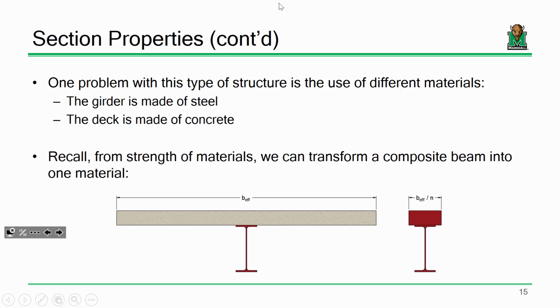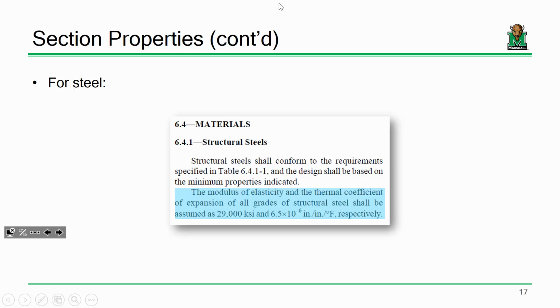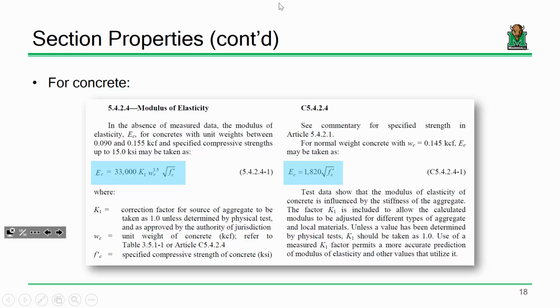For what we do, we take the concrete, we turn it into an effective lump of steel by dividing by the modular ratio, which is just Young's modulus for steel divided by Young's modulus for concrete. Young's modulus for steel is a constant value of 29,000. That again comes from the spec, and it's also just basic steel behavior. Concrete is a little more convoluted. You have to compute it. There's a shortcut that you can use, however, for normal weight concrete, just 1820 times the square root of f'c.